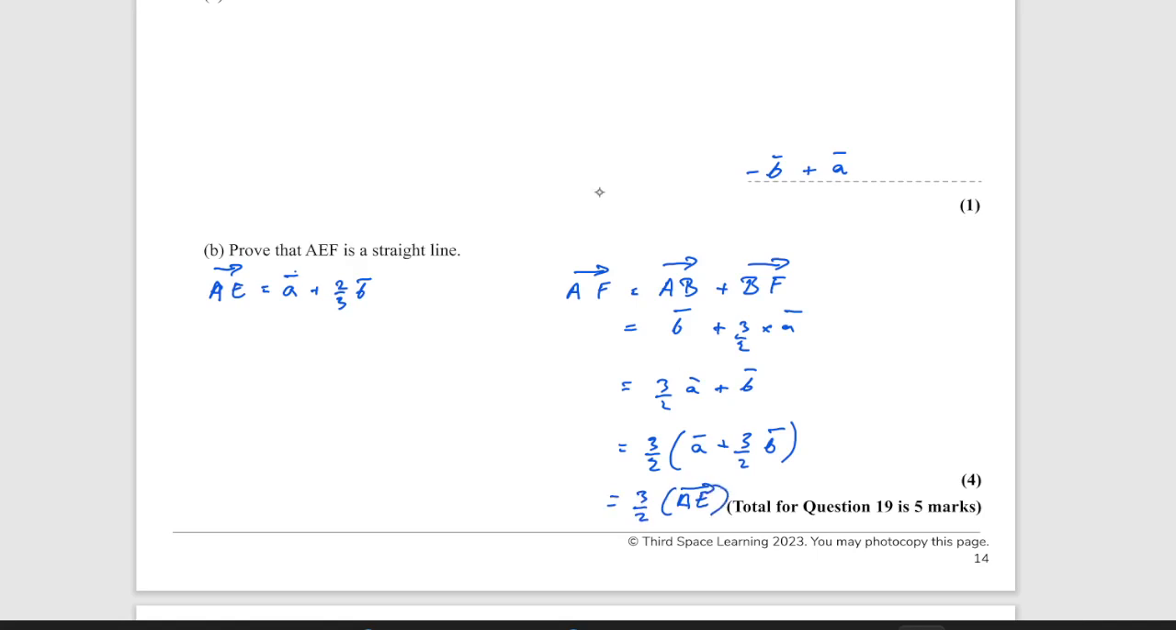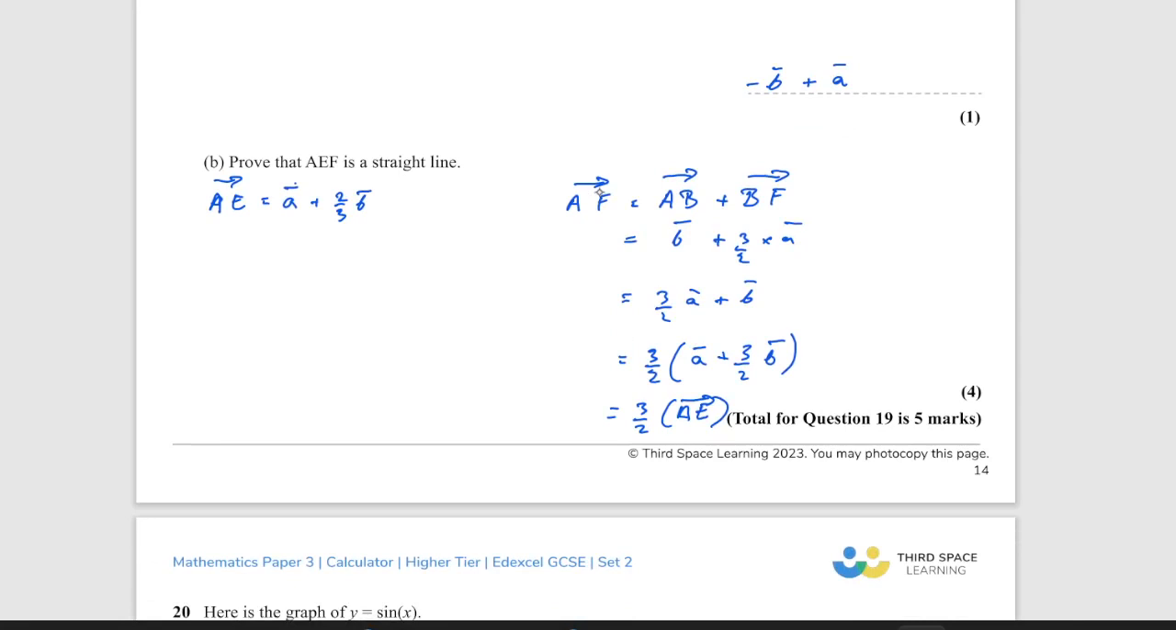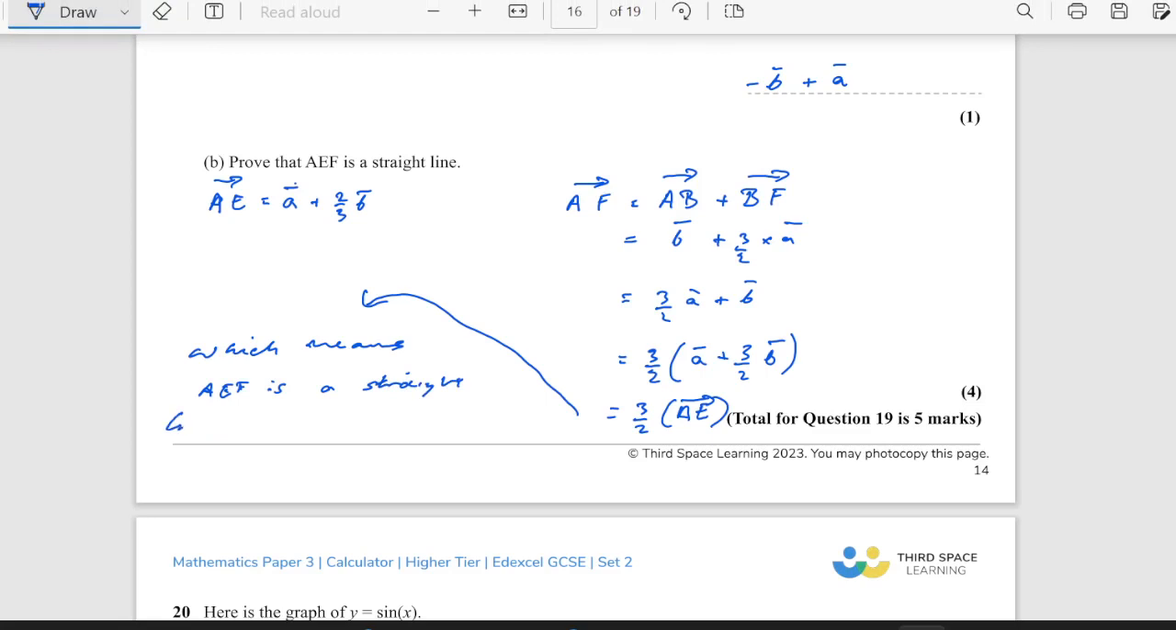And I should have left myself a little bit more room to write, so I'm going to follow up over here, which means AEF is a straight line. Let's make my writing slightly clearer. Line as both start at A and are a multiple.